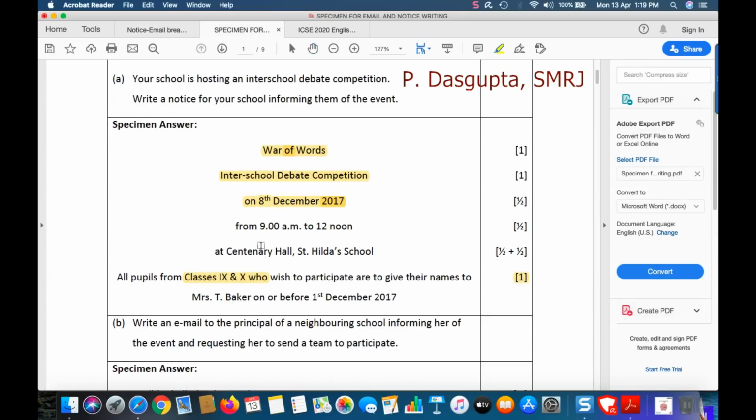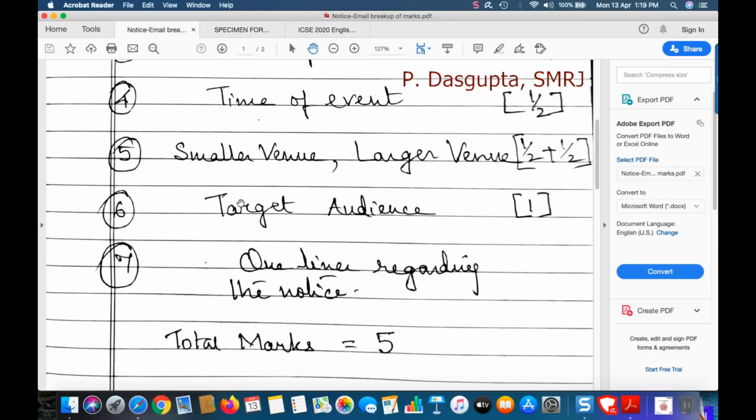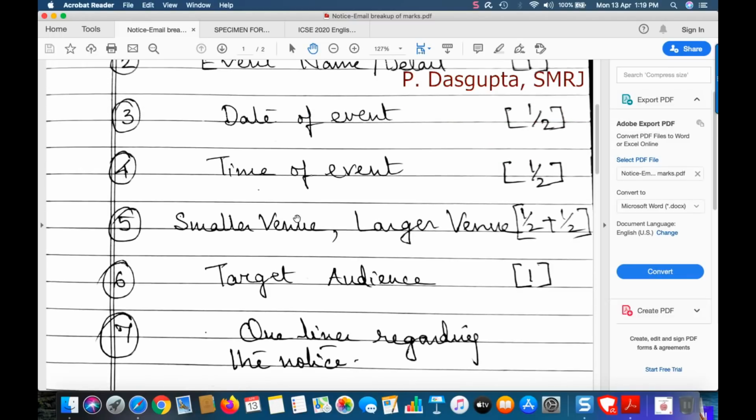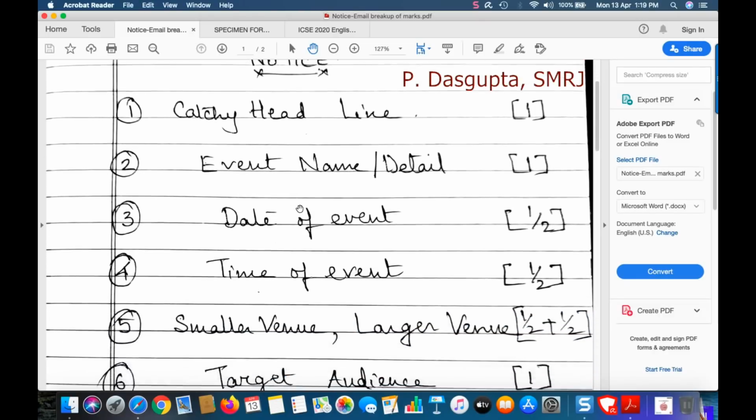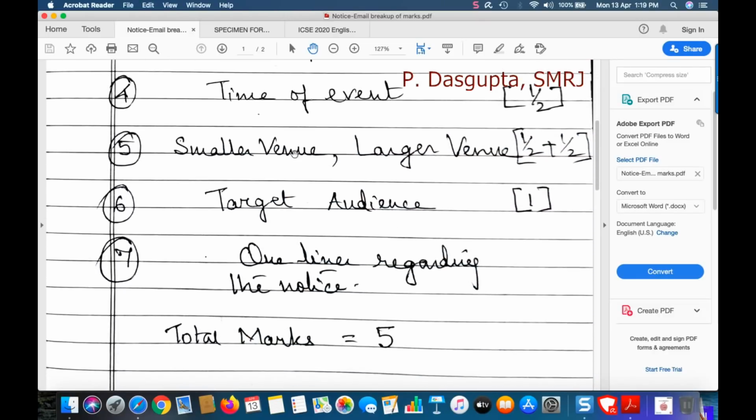Let us read the specimen. Specimen says, those who wish to participate can give their names to Mrs. T. Baker before 1st of December. So in this case, you can add those who want their own stalls in this fete may contact Mrs. whatever name you want to give before, at least the date would be 7 days before the date of the event. Right? I hope you have understood this. This is how you're supposed to write a notice.